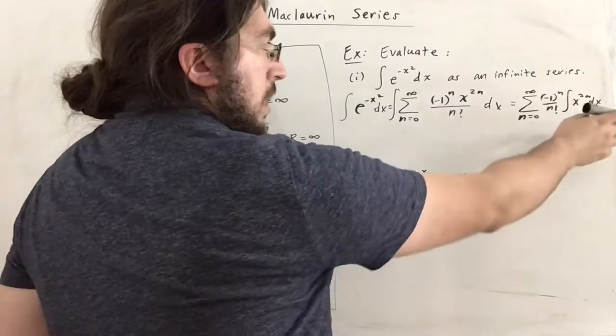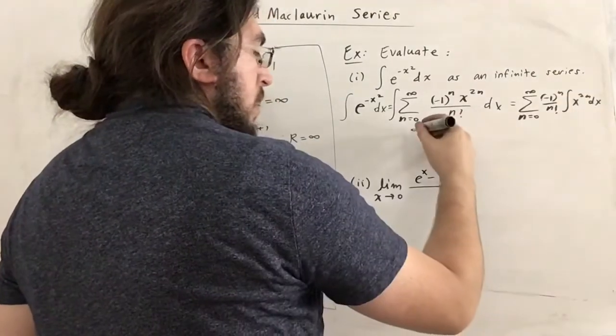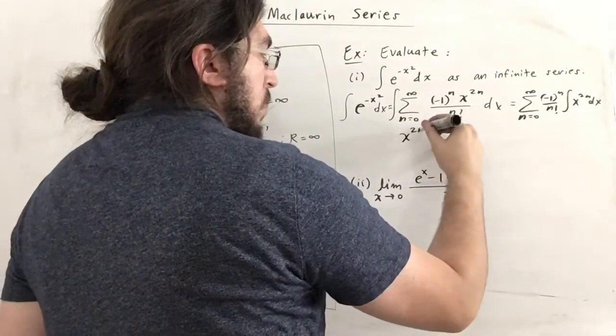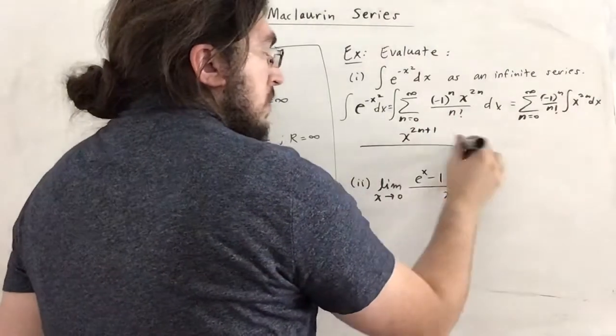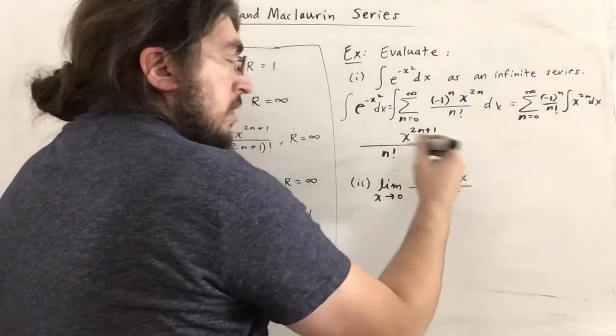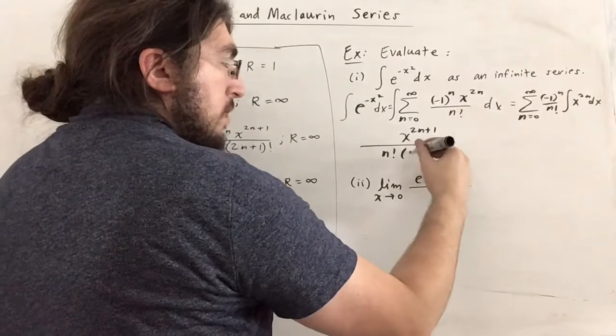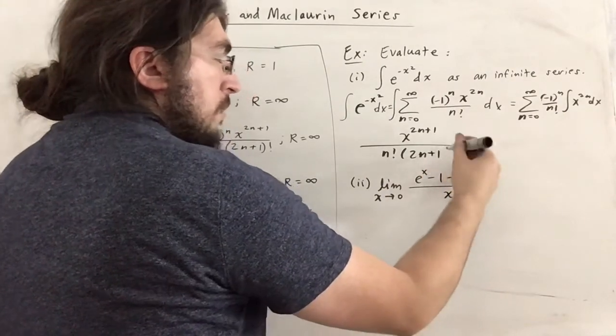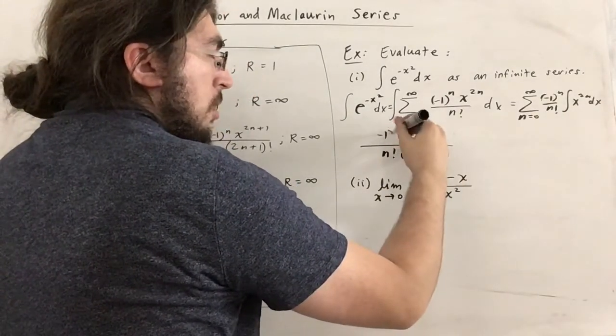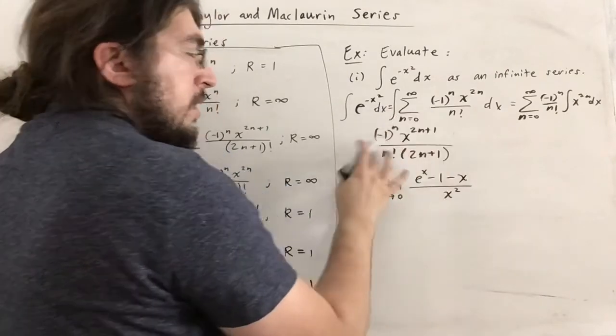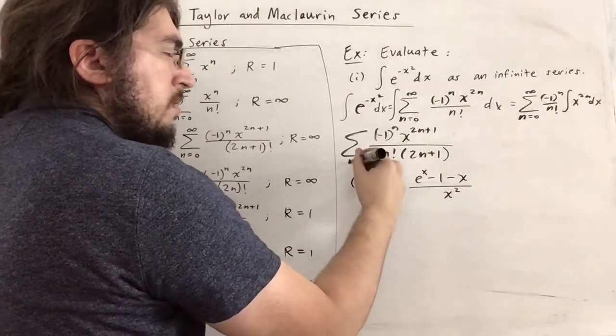So now, the antiderivative of x to the 2n is x to the 2n plus 1 over 2n plus 1. So the 2n plus 1 in the denominator joins this n factorial in the denominator, and we end up with this. And it's alternating, good, and it's the sum from n equals 0 to infinity.